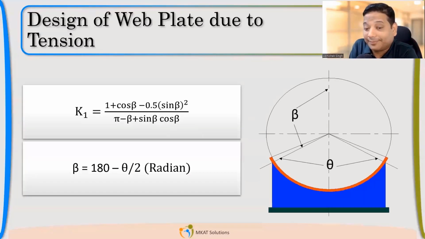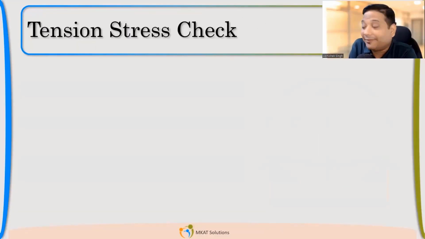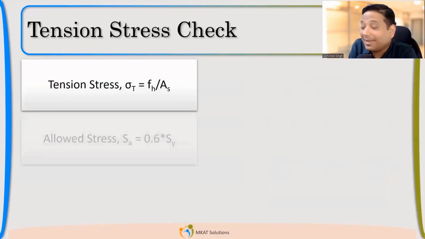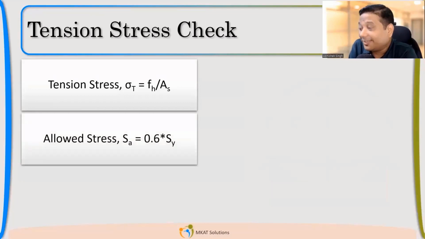So now this K1 basically depends upon your saddle angle. So if I have that, K1 is very easy to calculate. And once K1 is known, we multiply that with Q and we get FH. So the area is also already known. So we'll be able to get the tensile stress, which is acting where that saddle is getting split.